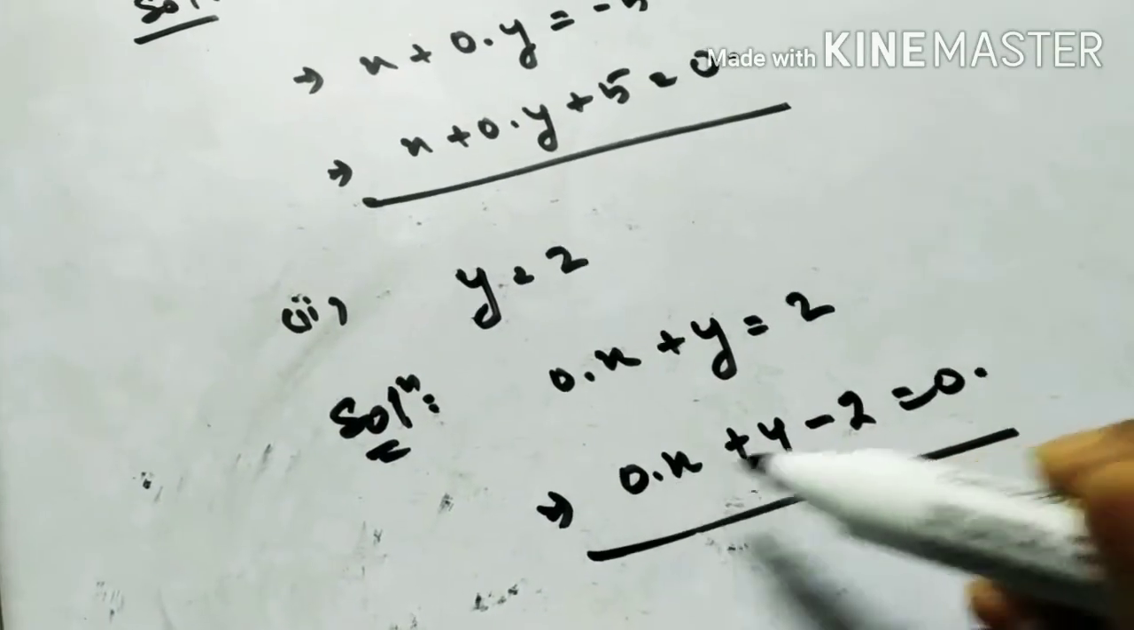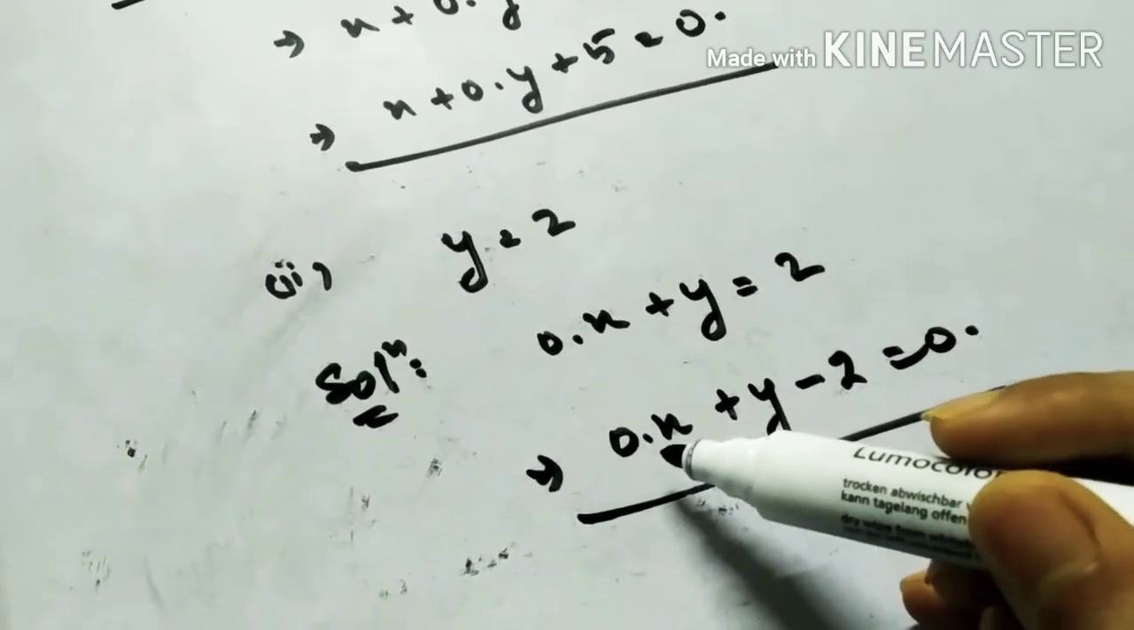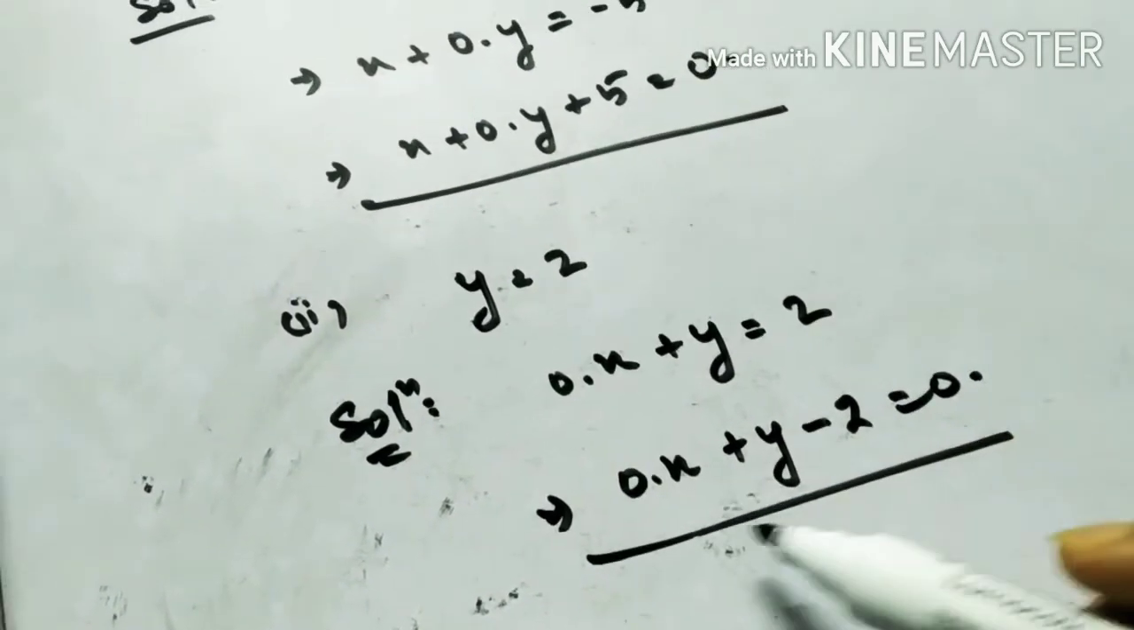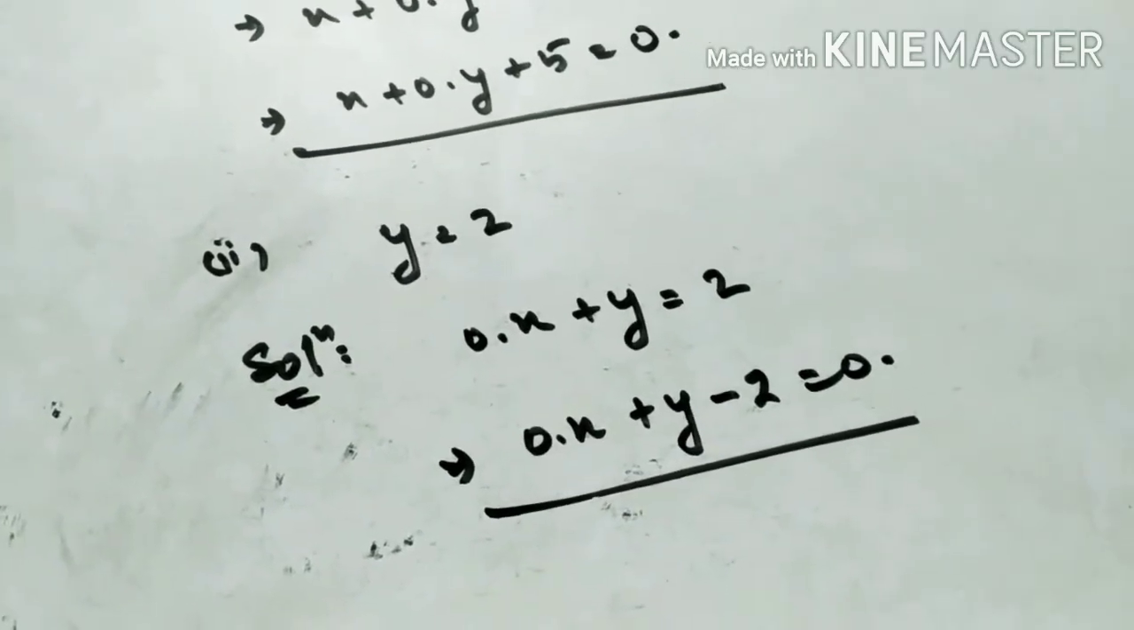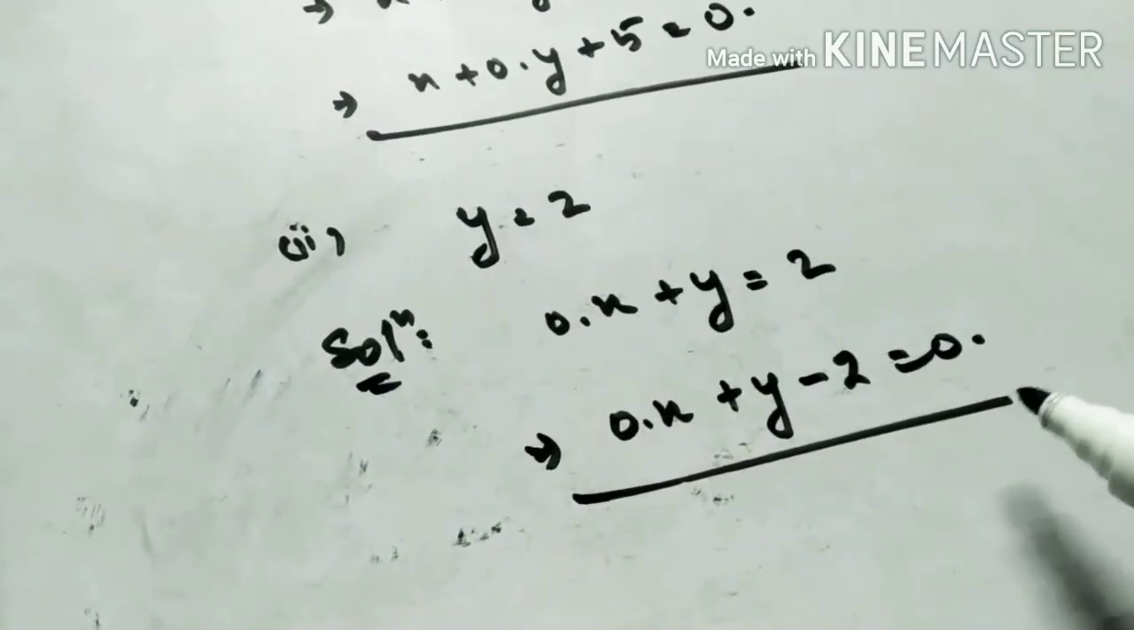This 0 dot x means this is 0 into x. Understand? 0 dot x means this is 0 into x.